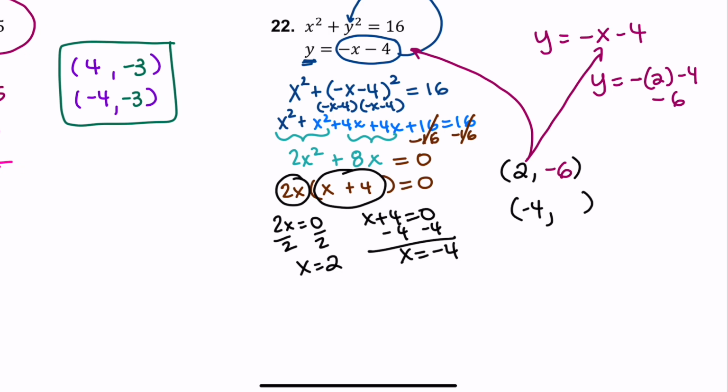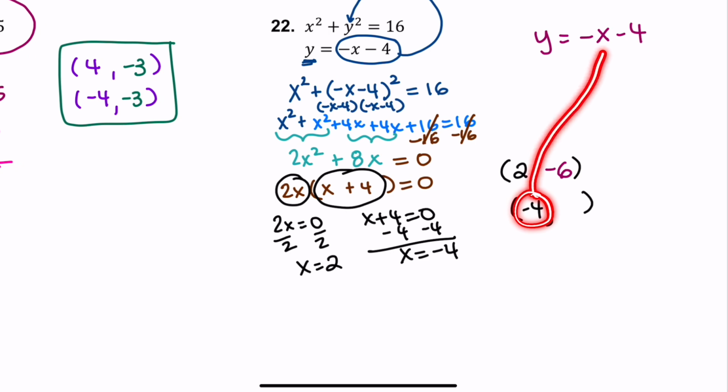I'm going to do the same thing by plugging this negative 4 into the x here. So I'm going to take that negative 4 and plug it in. Negative 4 minus 4. A negative negative 4 is a positive 4 minus 4, which gives us 0. So the y is going to equal 0 when the x is equaling negative 4.